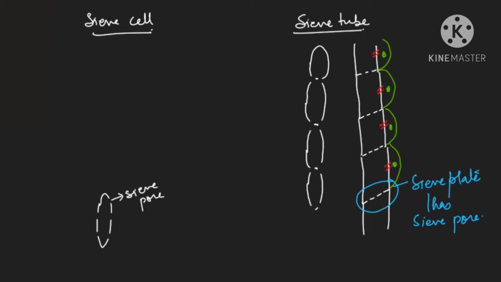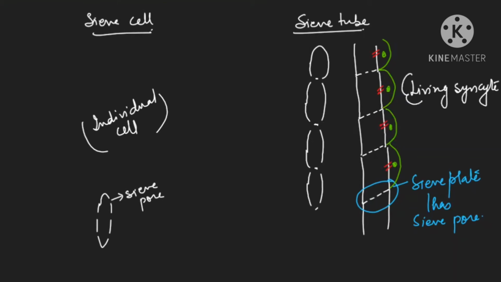Now I hope with this diagram you are able to understand that sieve cell is an individual cell. But sieve tube is actually a syncytium. We will say it is a living syncytium. Syncytium means fusion of many cells, and these cells are all living and they become a tube. That is why we say sieve tube. Understood? So sieve tube is a living cell without nucleus.